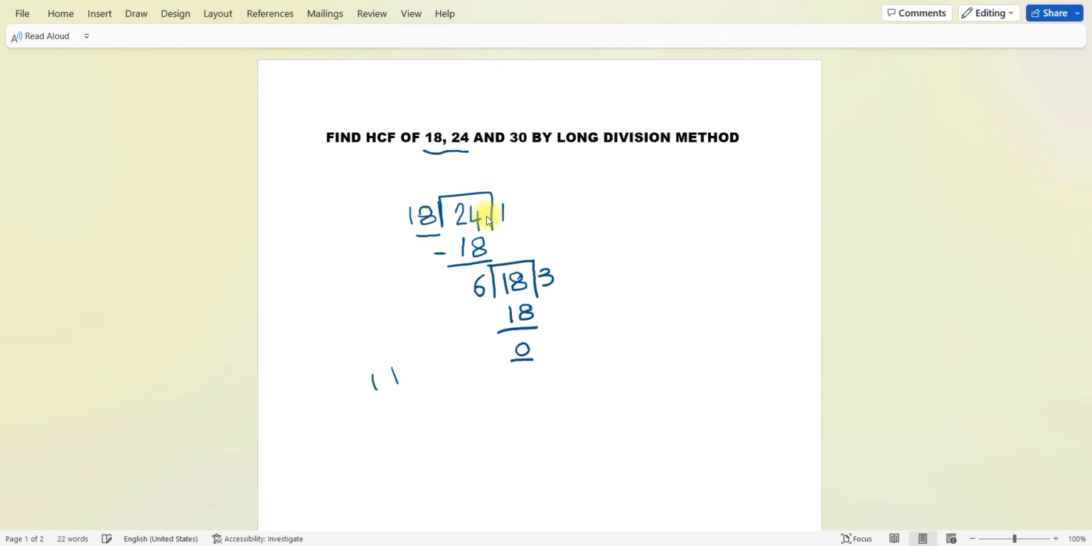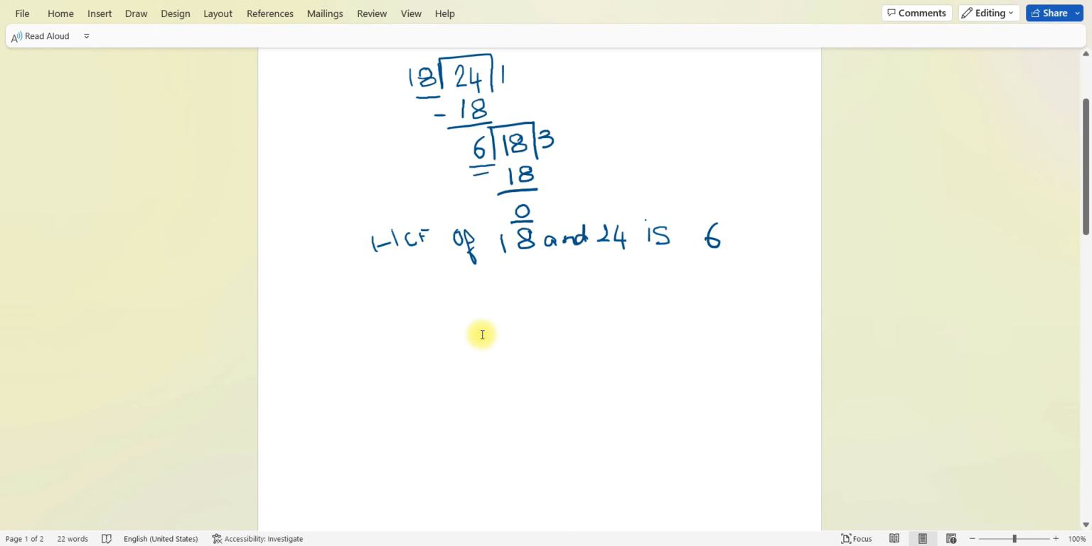So the HCF of 18 and 24 is 6, that is the last divisor. So 6 would be the HCF of 18 and 24. Now you will consider the third number, that is 30. This new divisor, which is the HCF of 18 and 24, would be the divisor. So 30 would be the new dividend and 6 would be the divisor.